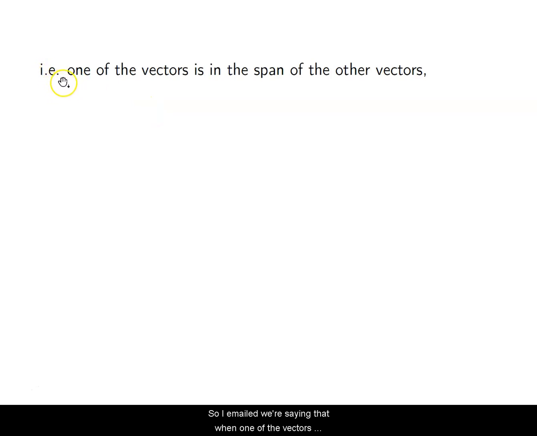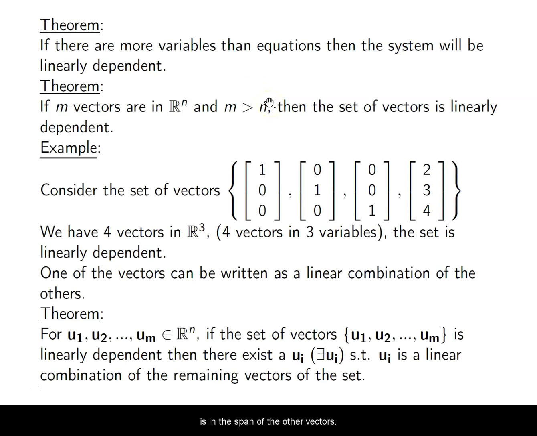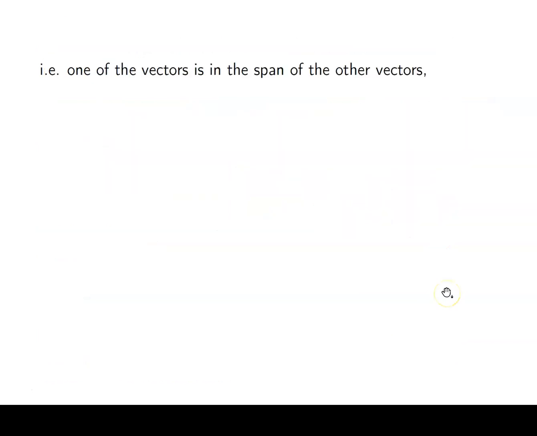Another way of saying that: one of the vectors is in the span of the other vectors. This vector is in the span of these 3 vectors. This vector is in the span of these 3 vectors. That's what we're saying here, right? In a linear algebra manner of saying it, that's what we mean.